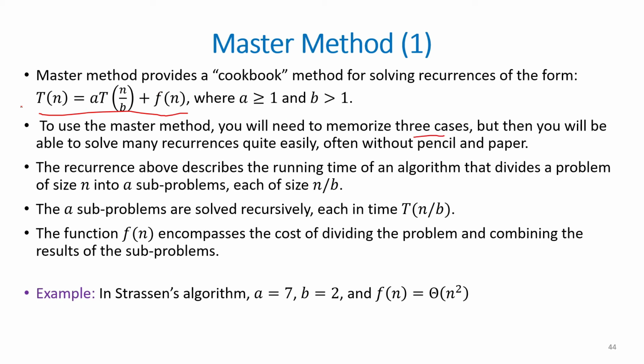So the recurrence equation of this form actually describes the running time of an algorithm that divides the problem into a number of subproblems, and each subproblem is of size n/b. Therefore, if you remember merge sort, a was equal to b was equal to 2. In Strassen's algorithm, a was 7 and b was 2. f(n) over here actually denotes the cost of dividing the problem into smaller problems and combining the solutions to the subproblems to get the actual solution.